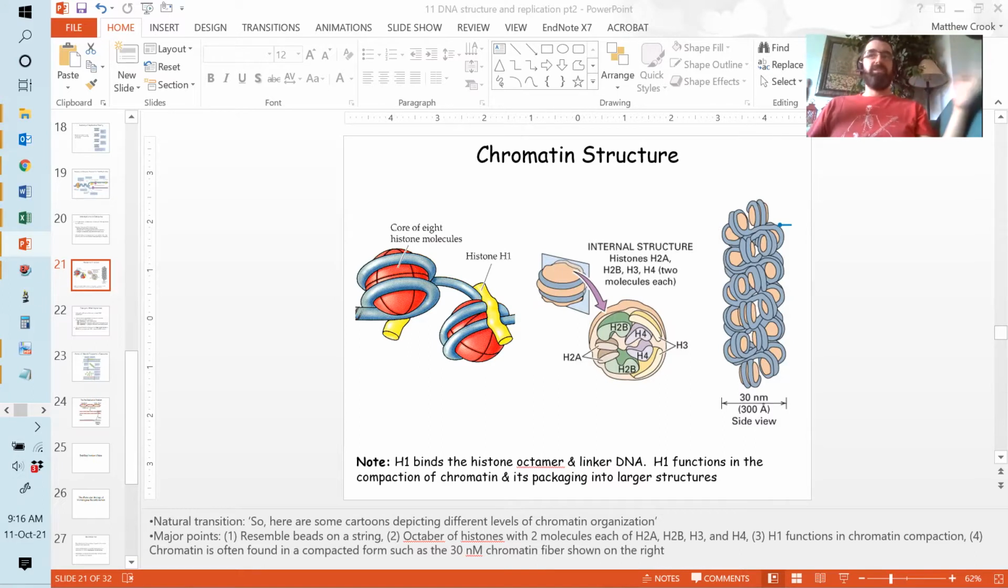Because needs change over time, like daily or developmentally, you open and shut different areas of the genome as needed, right? So that's a very big part of controlling gene expression.